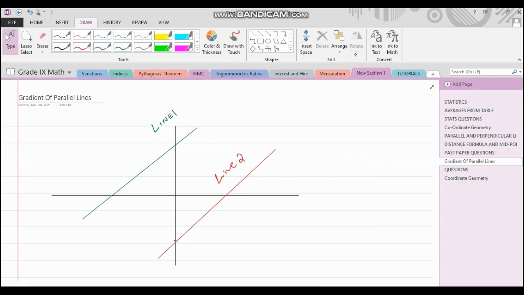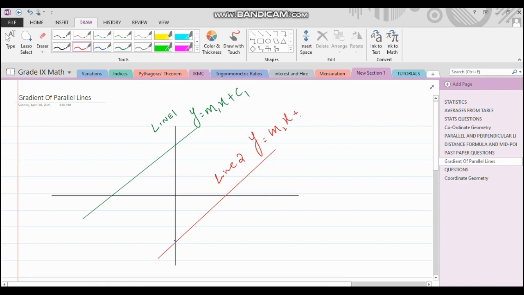Today our topic would be gradient of parallel lines. Let's say I have two lines that are parallel. In green we have line 1 and line 2 is in red. So if I had to make an equation of line 1, I could say this is y equal to m1 x plus c1, and similarly for line 2 I could say it is y is equal to m2 x plus c2.